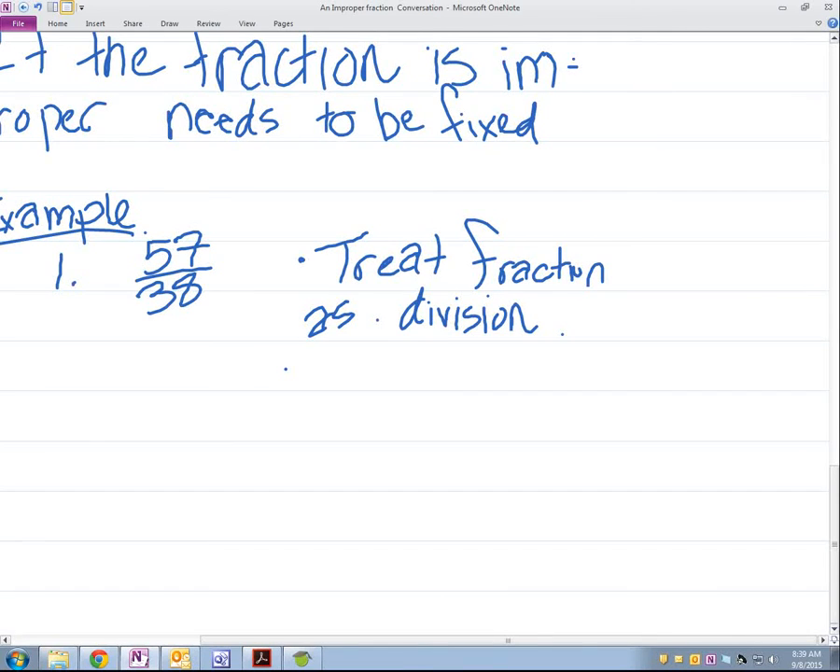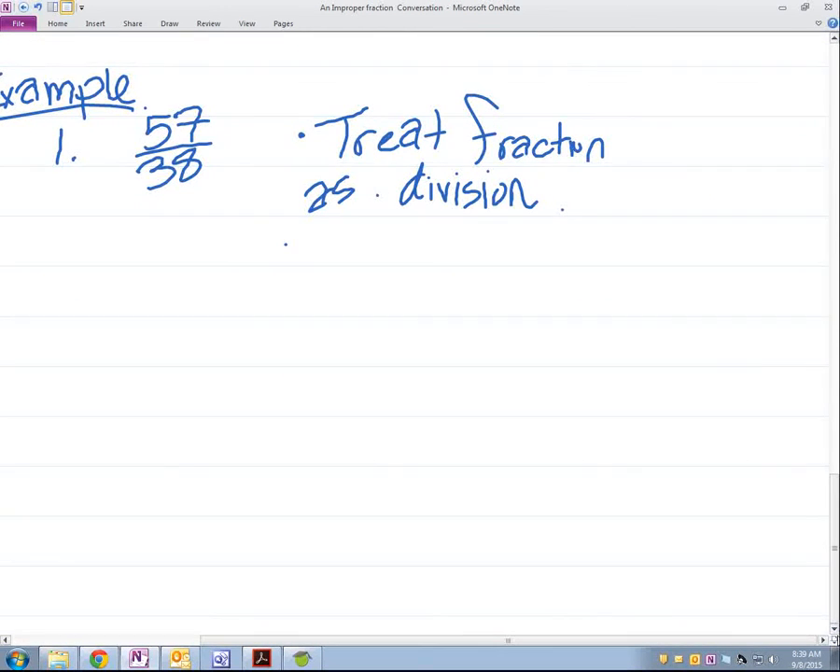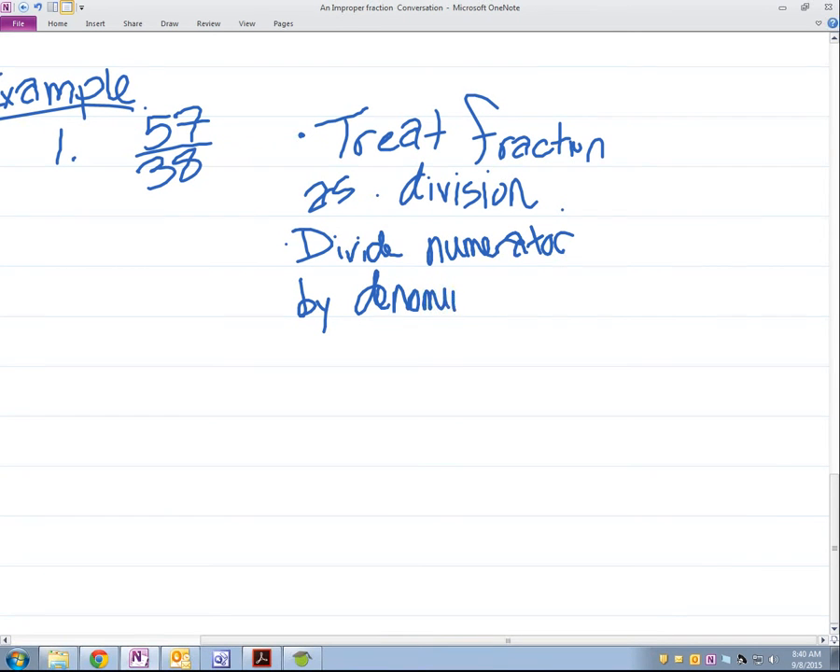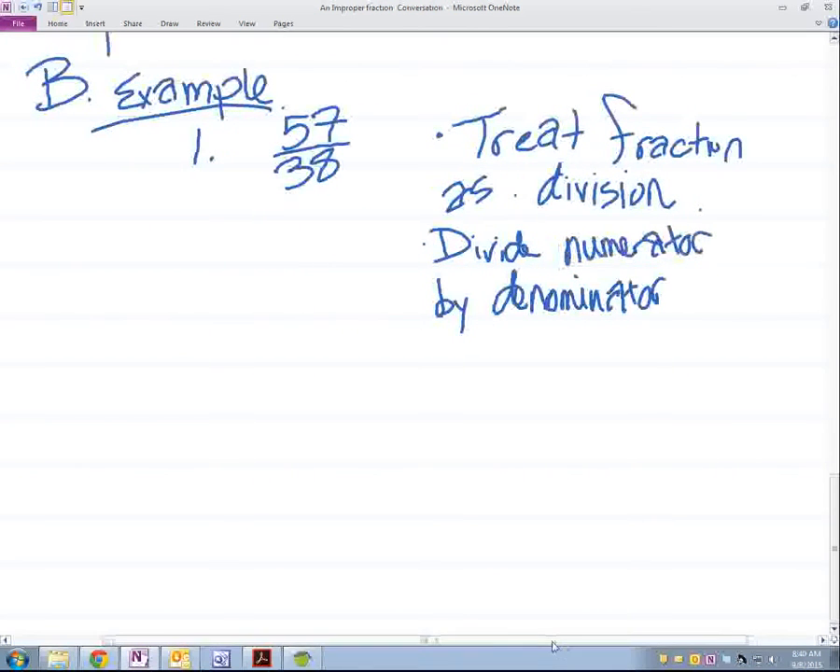Treat it as division. Divide numerator by denominator. And you're going to see a lot more of that starting next year, somewhat this year. You're going to see a fraction as being just a way to write a division problem. Treat fraction as division. Divide numerator by denominator.